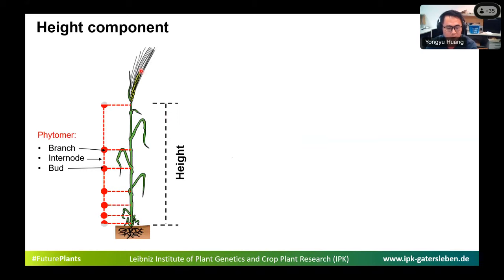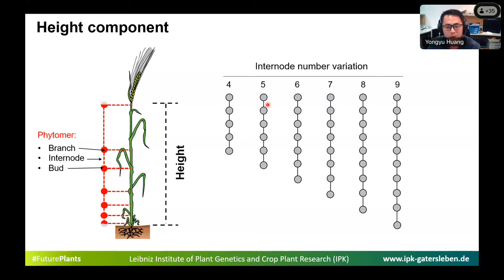So as people working in cereal crops may already know, the height is composed of several internodes. For example, here is a phytomer unit, or a culm, which is composed of a branch, an internode, and a bud. So height is the sum of each internode. However, until now, it's not possible to conduct genetic studies for each internode because we know there's a huge variation in internode numbers across different genotypes.